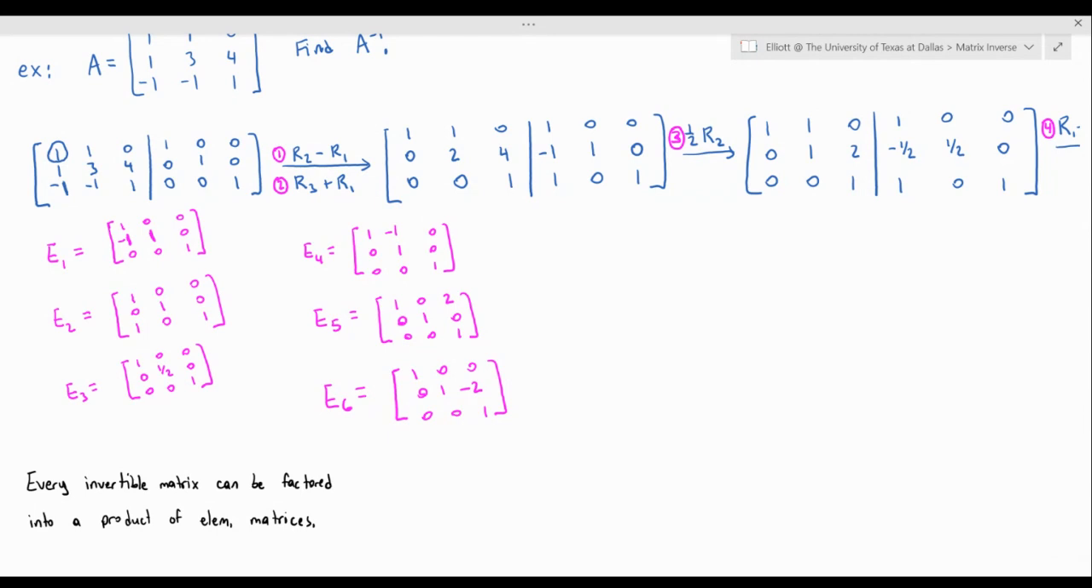Yeah. So generally speaking, you can always think of this as: perform the row operation on the identity, and that will give you the corresponding elementary matrix. That's the most reliable way to do it if you're ever in doubt.